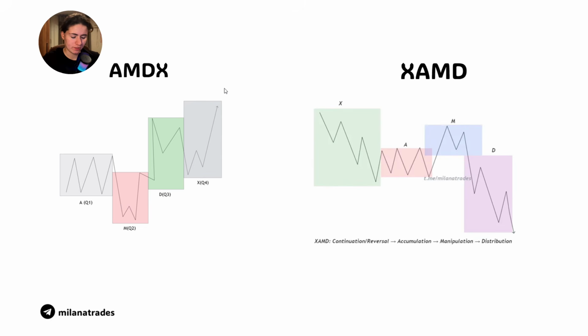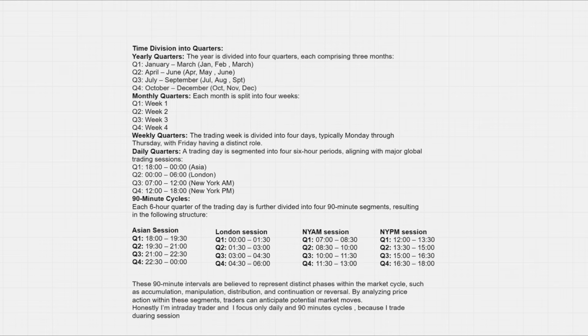The main difference is that instead of starting with accumulation, XAMD begins with trend movement, either continuation or reversal, before going into the other phases. Okay, we have covered the different trading models. Now let's talk about quarters. There are 6 main types of quarters: yearly, monthly, weekly, daily, 90-minute and 30-minute. Let's start with the larger ones.